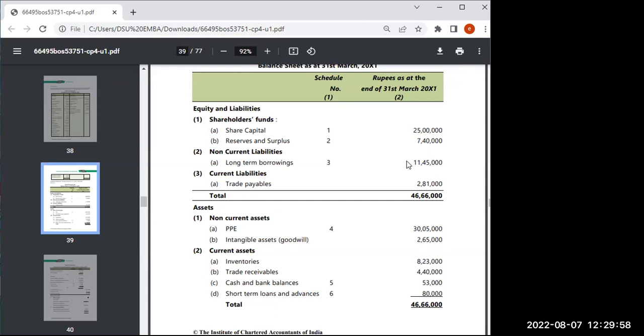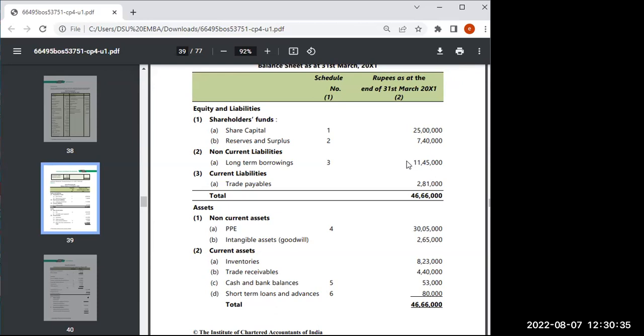4,40,000 plus 53 plus 80 plus 8,23,000. How much? Otherwise, you can subtract 4666 minus that one, 3270. What is the total of current assets? Assets are equal to current assets plus non-current assets. That is equal to 32,70,000 plus 13 lakhs 96,000. Right, 13 lakh 96,000.